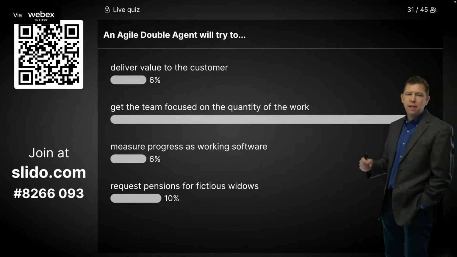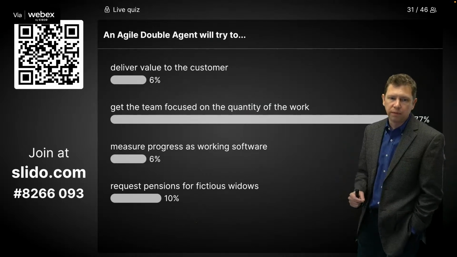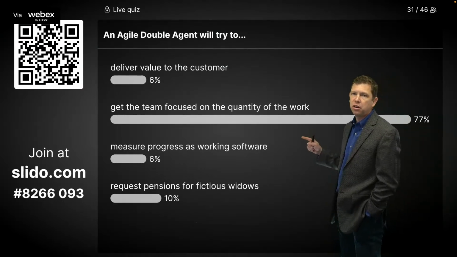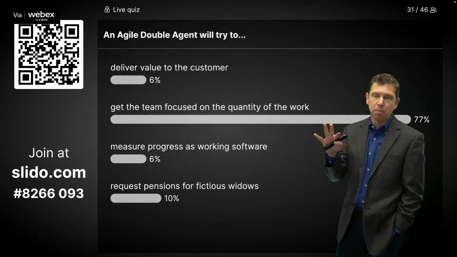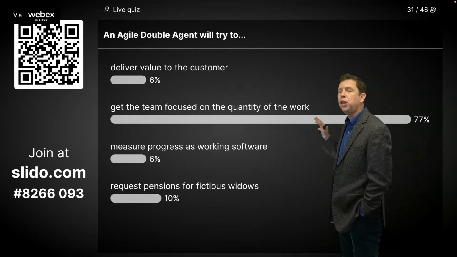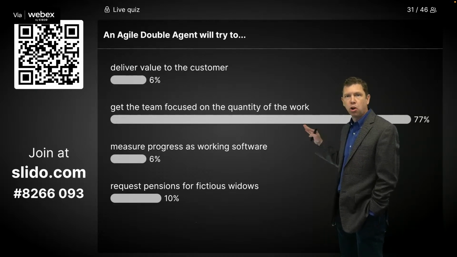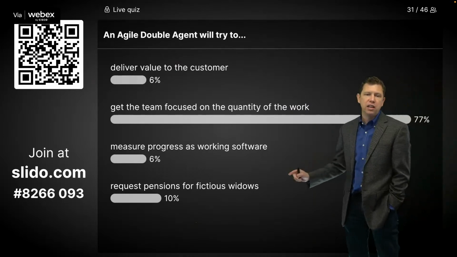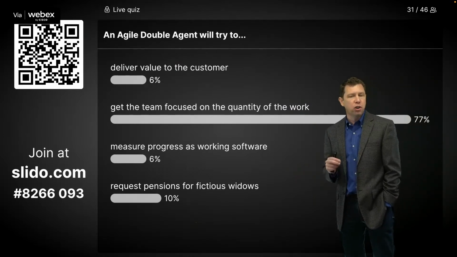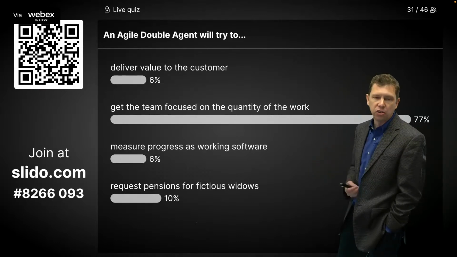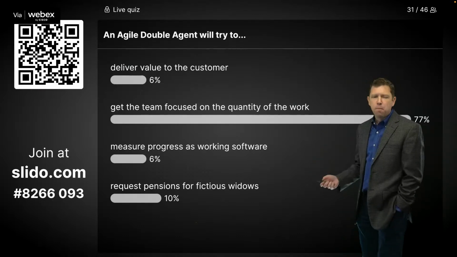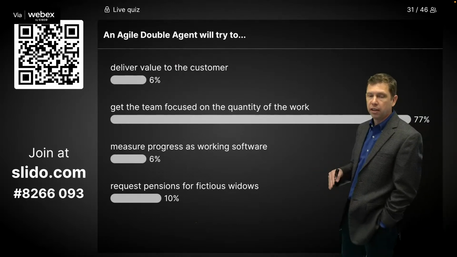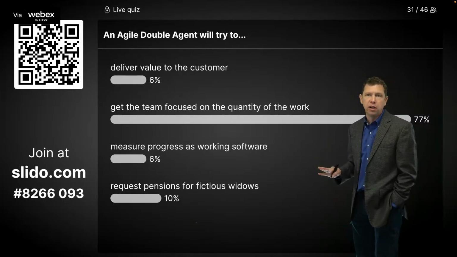So yes, they'll get the team focused on the quantity of the work. An Agile double agent probably will not try to deliver value to the customer because they want to focus on the quantity of work because, like our example with Pujo, he was able to completely distract the Nazis by focusing on the quantity of work without ever delivering something that was valuable. They're probably less likely to measure progress as working software because that focuses on the value to the customer. And I haven't seen it much on Agile teams where they're requesting pensions for fictitious widows. Pujo did that. He wasn't working on a software development team, but yes.